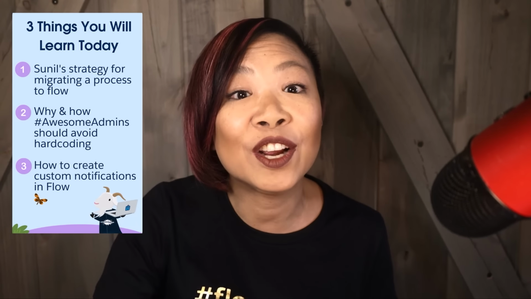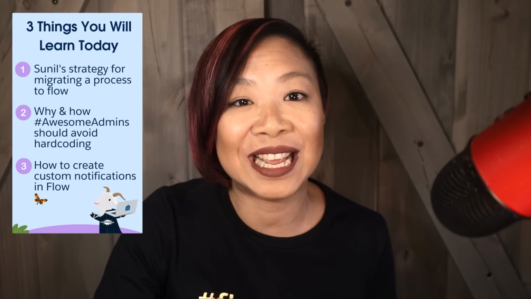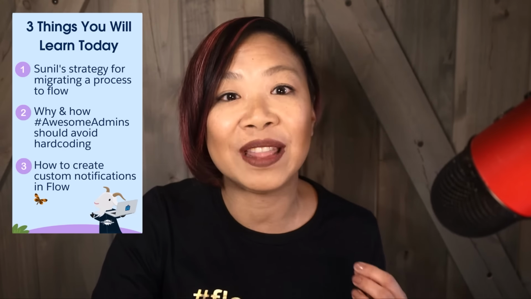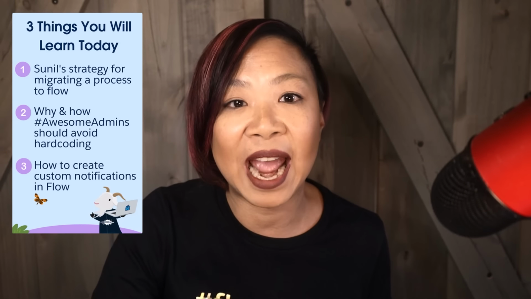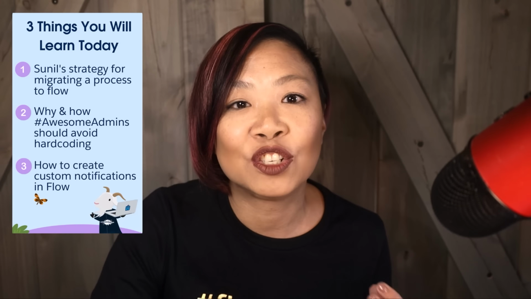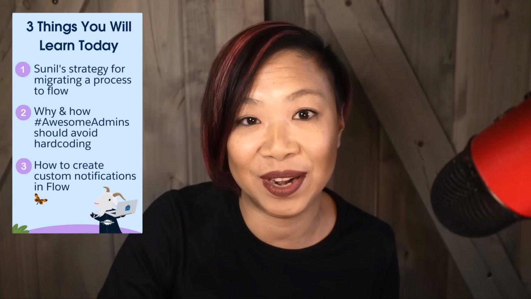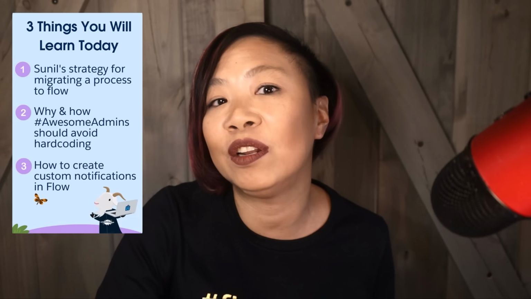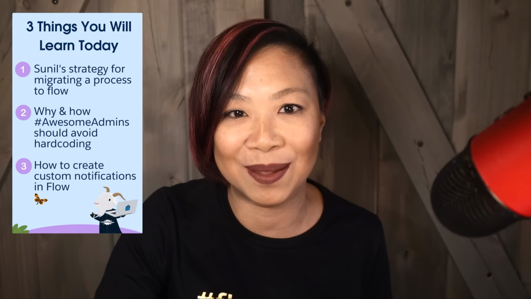All right, so here's what we're going to cover in today's episode. We'll learn about Sunil's strategy for migrating a process to record-triggered flow. I know that is pretty top of mind for admins. And we'll also learn why awesome admins should avoid hard coding in their automations. And then lastly, we'll learn how to use Flow to create custom notifications in place of emails.